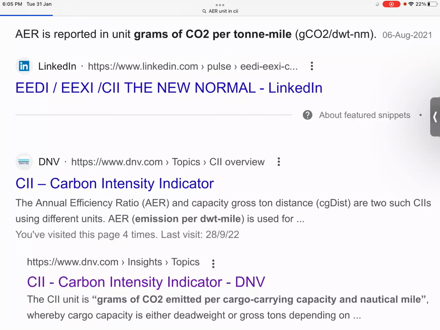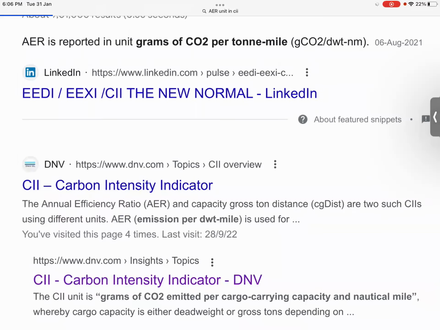Hello. Yes. Okay. So the units are annual efficiency ratio for the vessels which are using dead weight, right? Dead weight. And wherever your GT comes in, there it will be CG distance. That is capacity gross ton distance. But still I'll confirm, right?